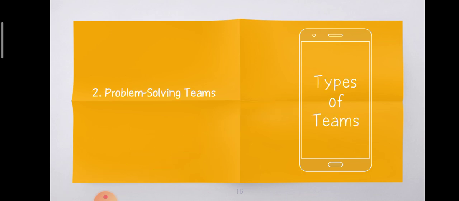Okay, number two is problem-solving teams. Now, these teams are composed of volunteer members or temporary members. Okay, so problem-solving teams, as I have said, consist of volunteers from a unit or department who meet for 1 or 2 hours per week to discuss quality improvement, cost reduction, or improvement in work environment.